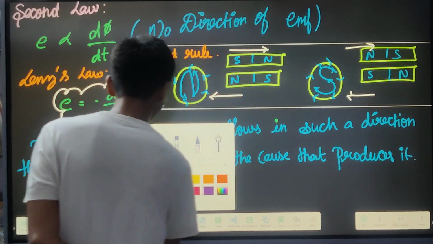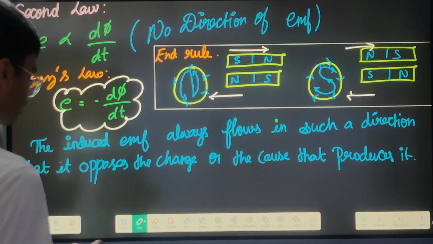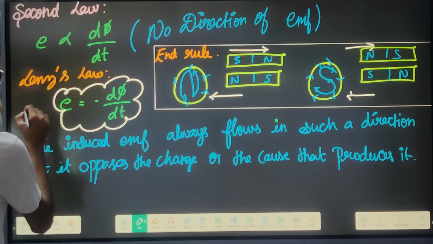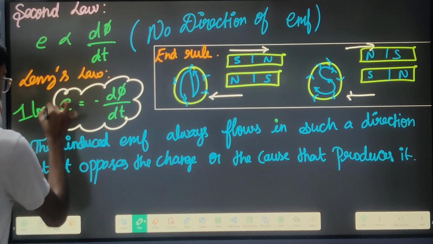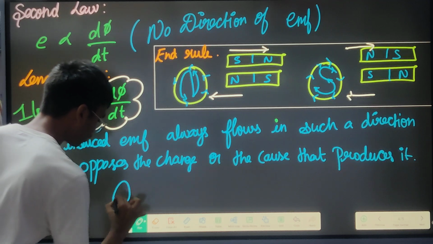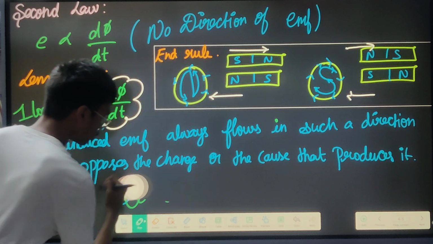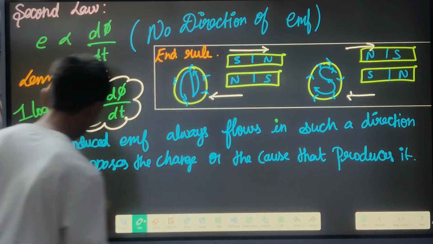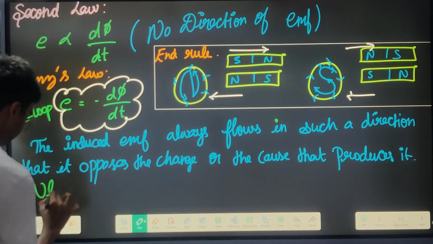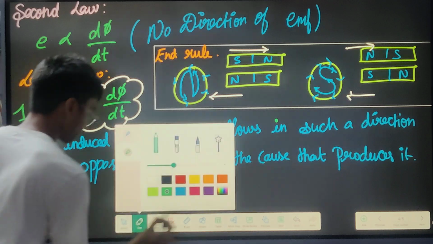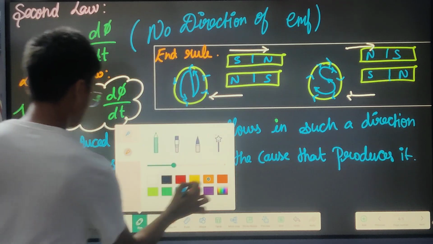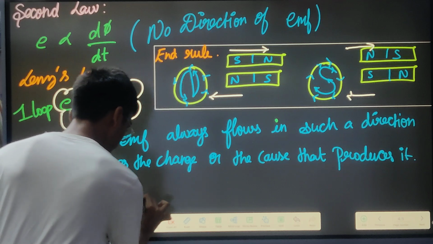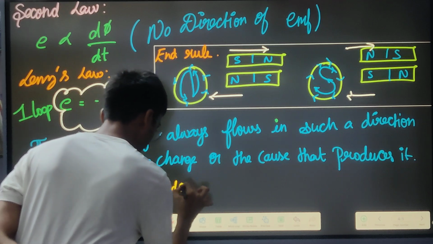And the last step, which is not the least step: this is actually for only one loop. For n number of loops, it's very simple. E is equal to minus n d phi by dt.